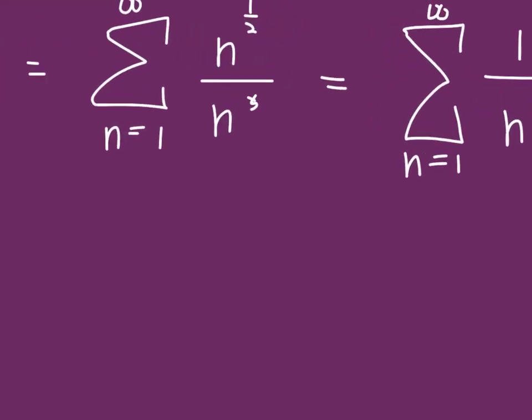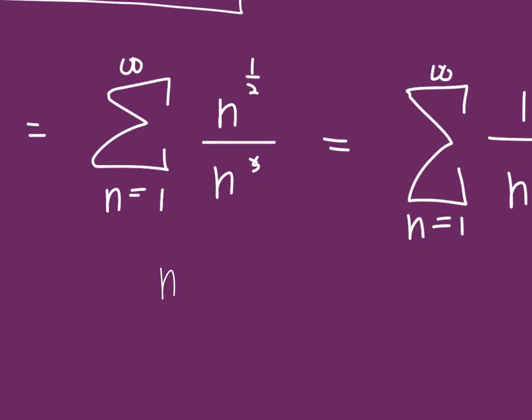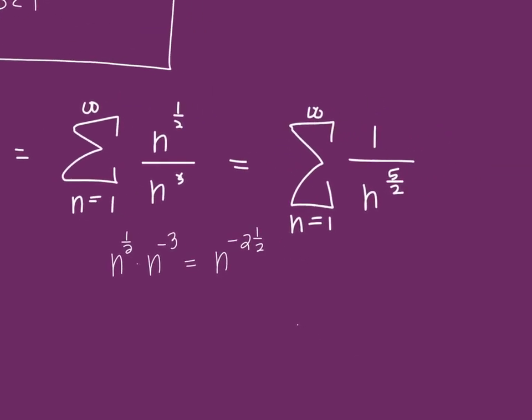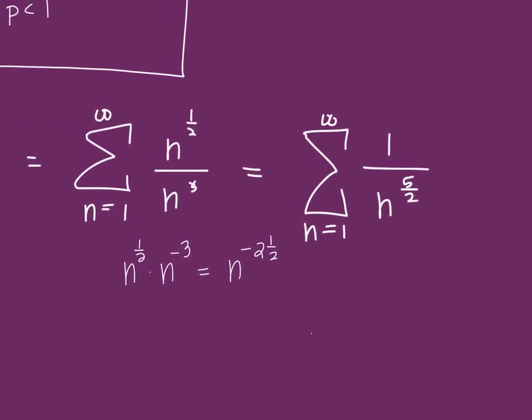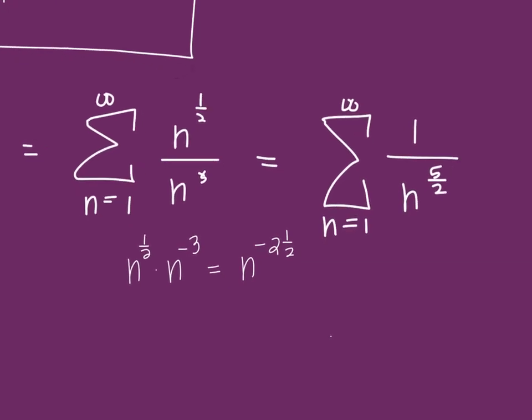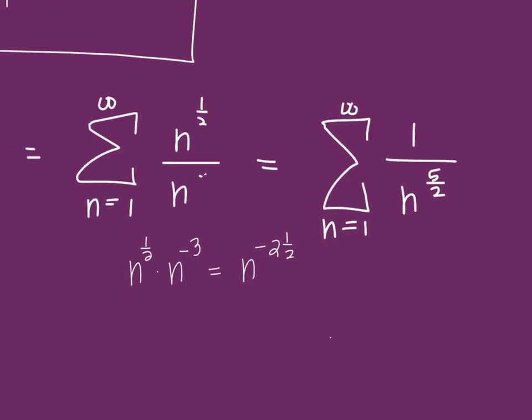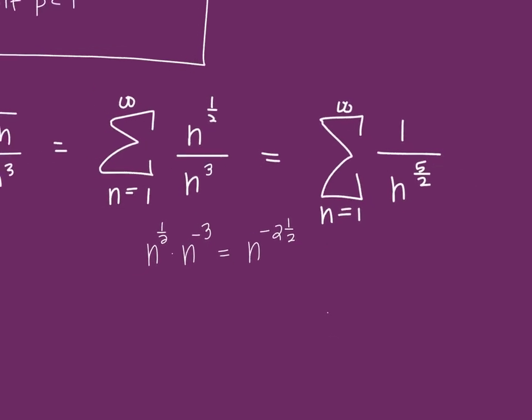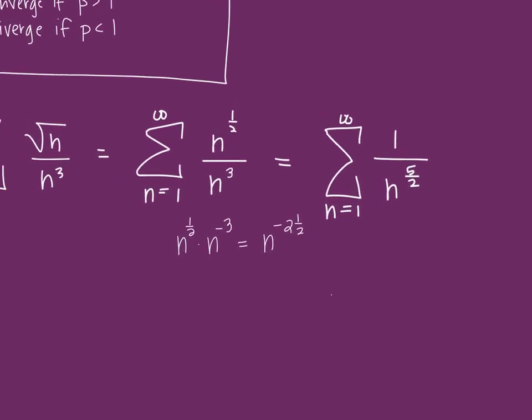Is it just like n to the half times n to the negative 3 makes n to the negative 2.5, which is 1 over n to the 5 halves? Subtract your powers. Oh, okay. Right? Subtract your powers. See, it was a good thing we did that one. All right, so this satisfies the p-series test.